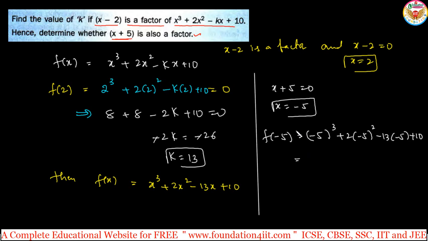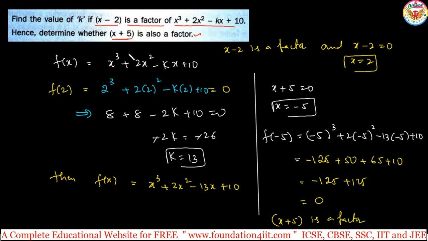If this value is 0, then x plus 5 is also a factor, as per the factor theorem. Minus 5 whole to the power cube, so minus 125. Minus 5 whole square is 25. 25 twos are 50. Minus 13 into minus 5 is plus 65, plus 10. Minus 125 plus 50 plus 65 plus 10. So 125 minus 125 is 0. Since the remainder is 0, x plus 5 is a factor.